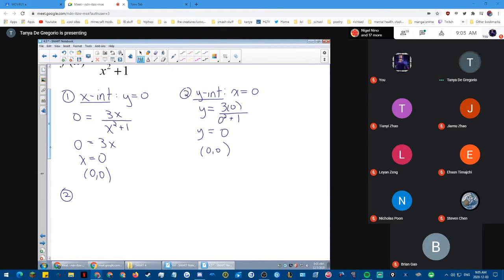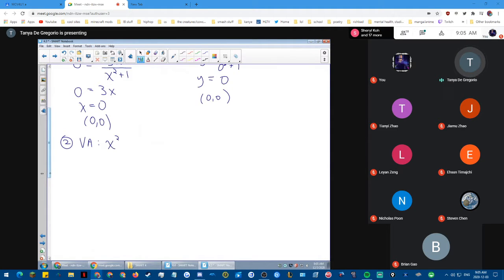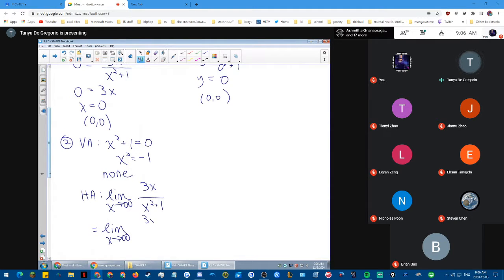Next, asymptotes. Do I have any vertical asymptotes? We set the denominator equal to 0, and we solve. Can I solve? No, you can't. I can't take the square root of a negative number. There are none. No vertical asymptotes. Horizontal asymptotes, we take the limit as x approaches infinity of our function. And we divide by the highest power of x. What's my highest power of x? Beautiful.